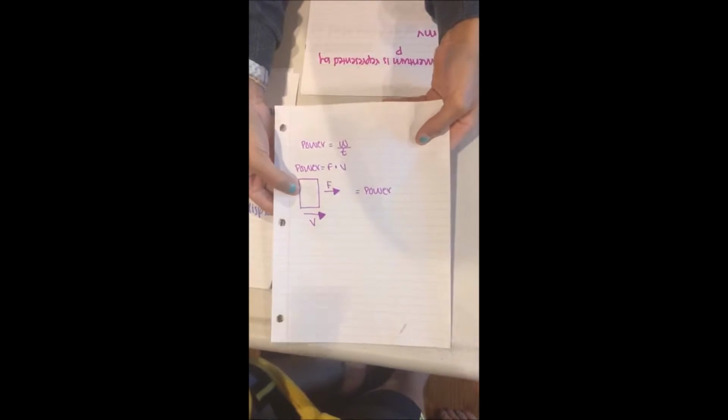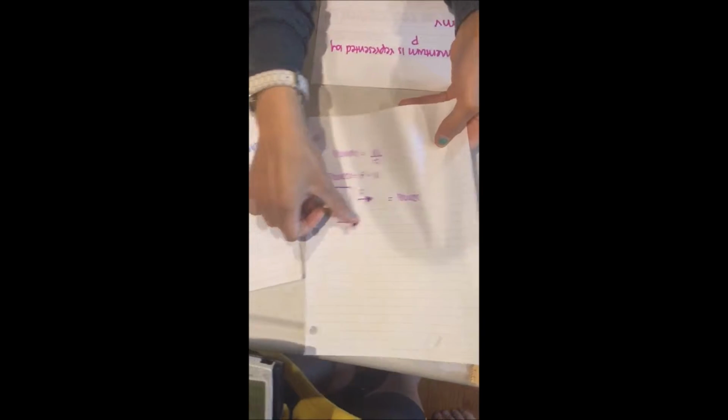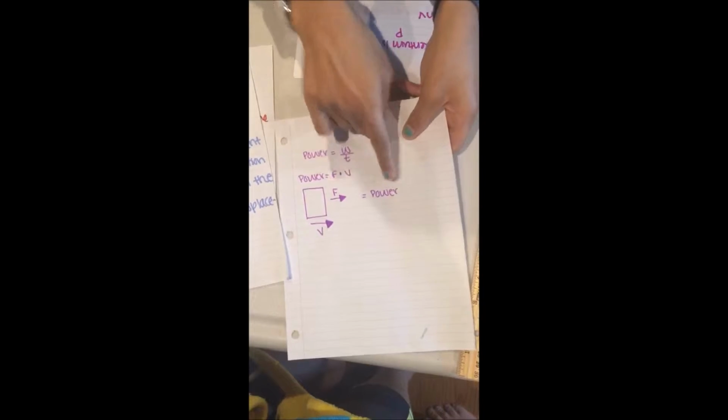An example of that is you're going to have a box, and you're going to have the force being exerted on it, and then you're going to have the velocity. Multiply those two together, and you would get power. That's power.